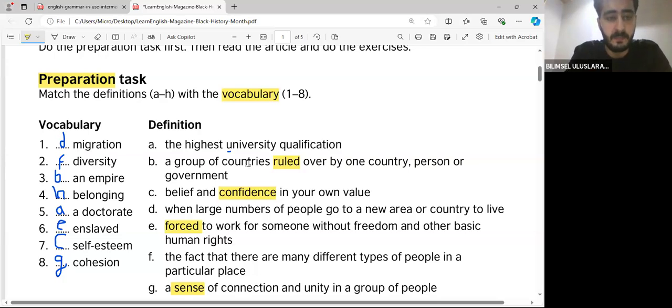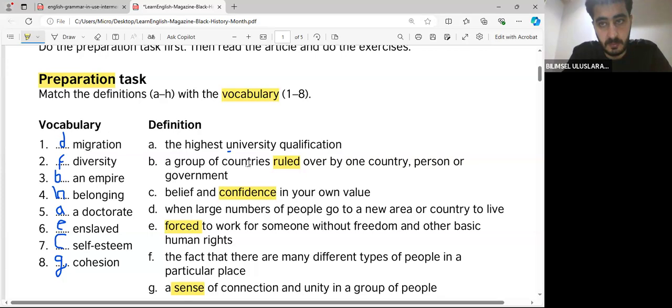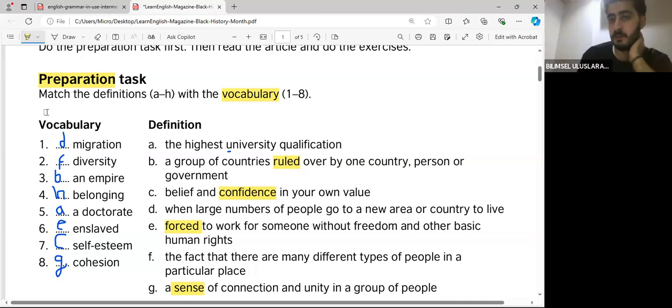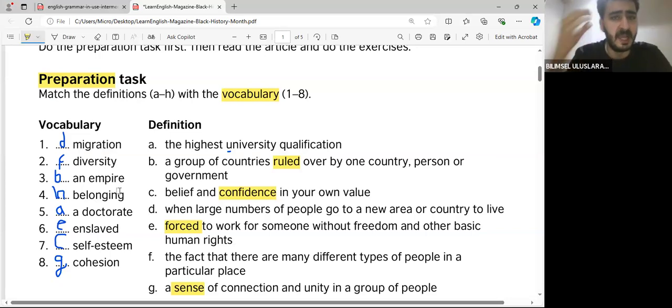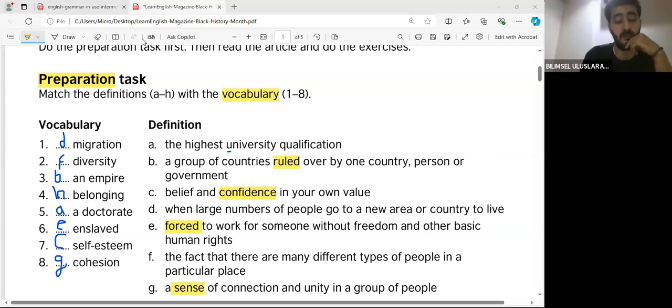Miss Naba. Yes, teacher. What's the meaning of migration? In Arabic, please. Ms. Aroub, what's the meaning of migration? Ms. Aziza, what's the meaning of diversity? Good job. Ms. Rawan, what's the meaning of belonging? Belonging. All right. Ms. Aroub, what's the meaning of enslaved? Enslaved, okay.